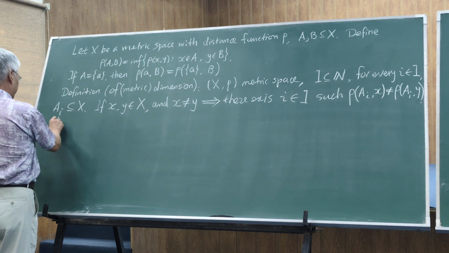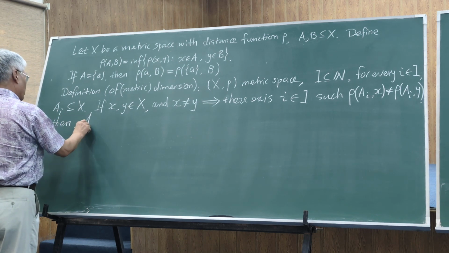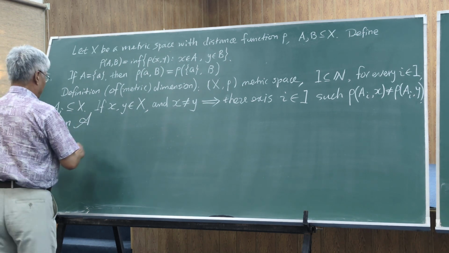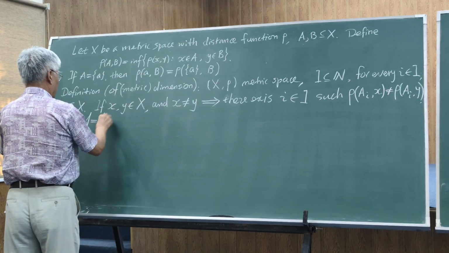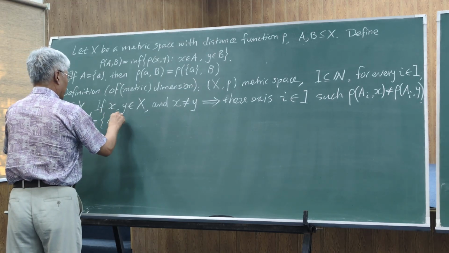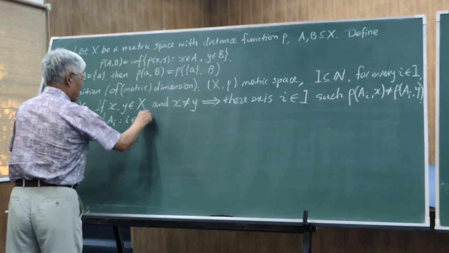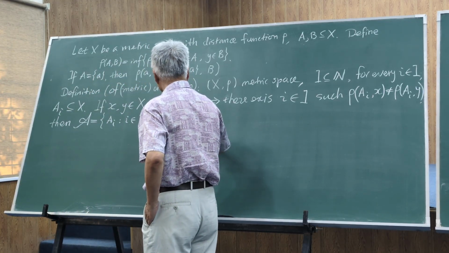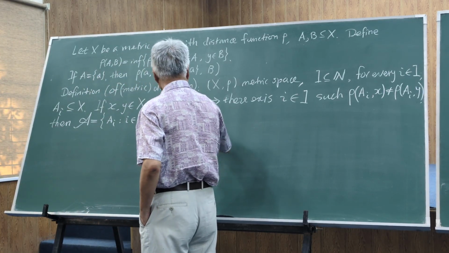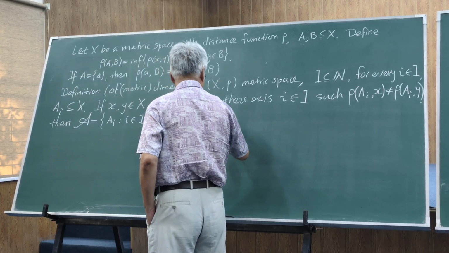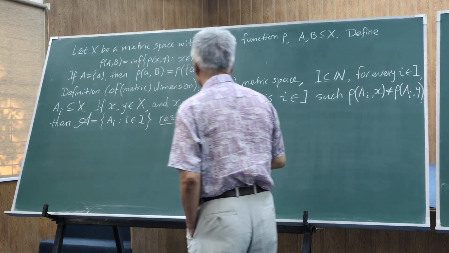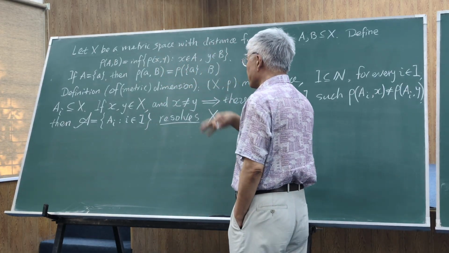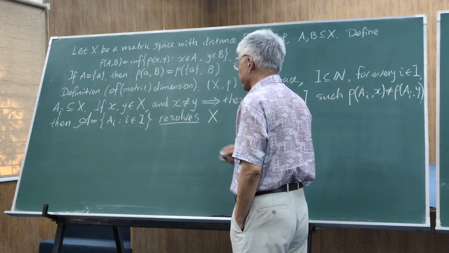Then we use this script font, which collects these i's, where I is an index, and resolves, metrically resolves X. And the minimum cardinality of such a set, if it is a set.